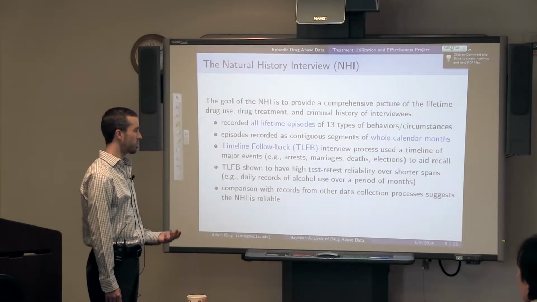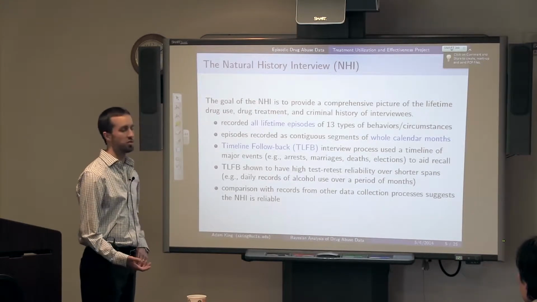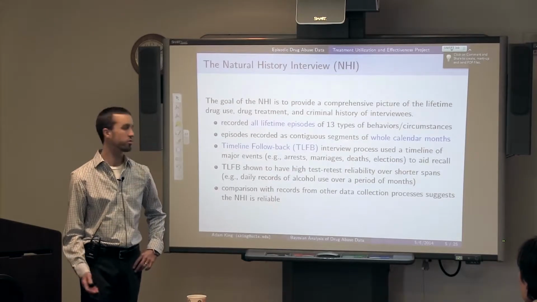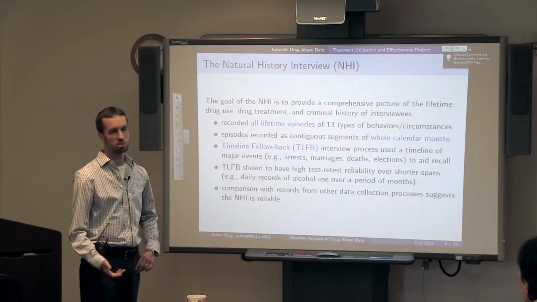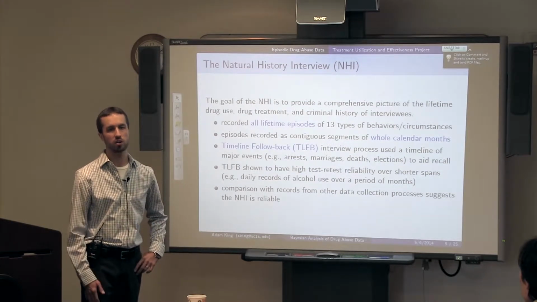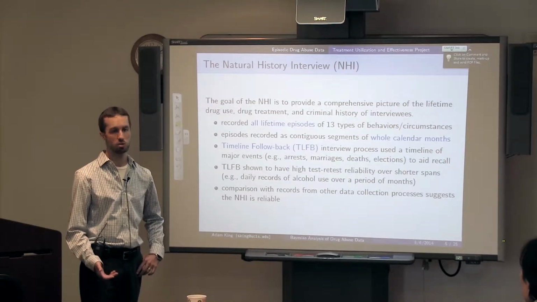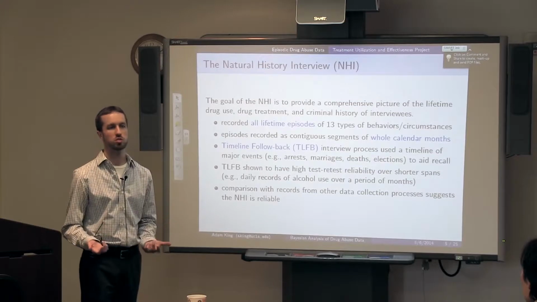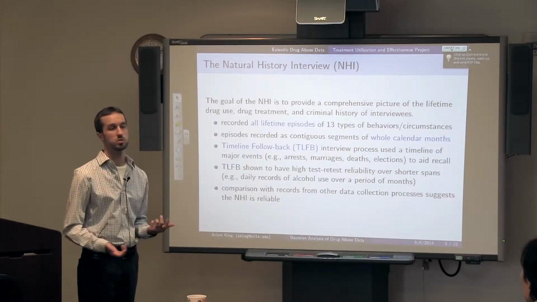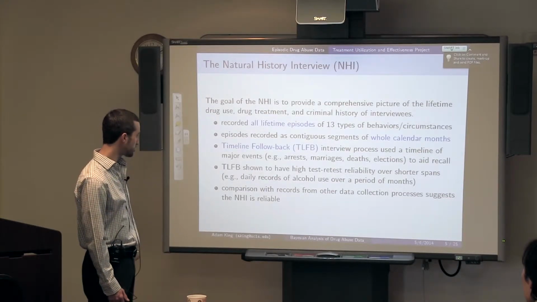So one way they do this is to aid recall. They first set up a timeline of major life events, many of these things from official records. They have arrest records, records of marriages, deaths, and also just broader events in the general population, such as prominent elections and things like that, to sort of anchor the subject's memory. And then with this timeline as sort of a scaffolding, they go through the 13 different types of behaviors and circumstances and fill in time segments or episodes in which they were using the drug, for example.